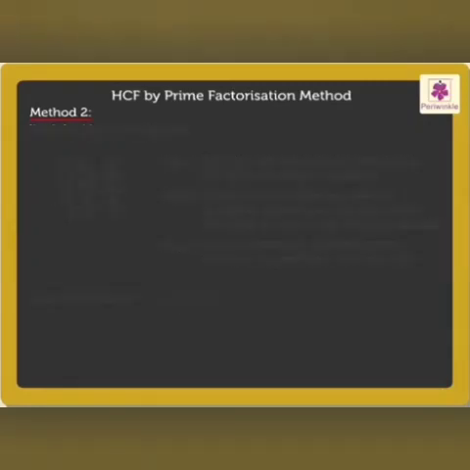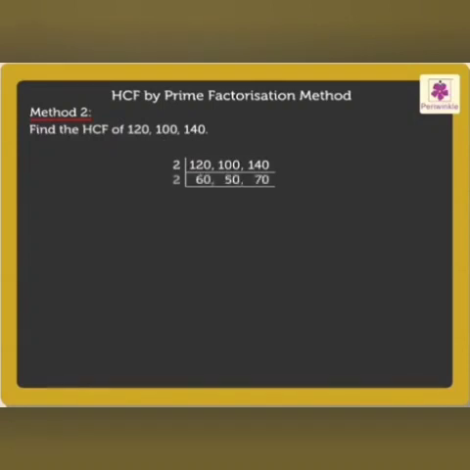Let us take another example. Find the HCF of 120, 100 and 140. Begin with the smallest prime number that divides all these numbers completely, and continue in this manner until the quotients obtained are not divisible by the same prime number, and then stop the division.